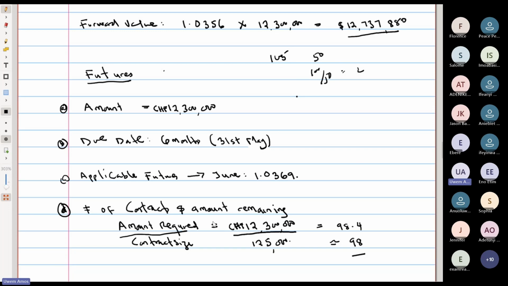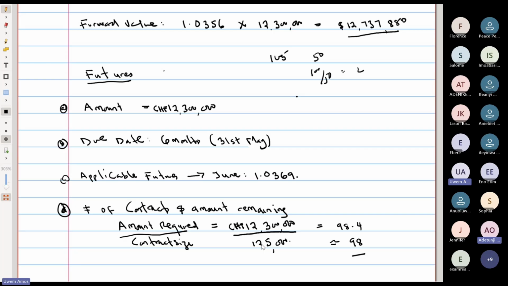We need 12.3 million and it's being sold in blocks of 125,000. So we divide the amount by the contract size. If there's any fraction, it tells us that it's not a whole number. So that fractional part is not up to 1. So we just look at what's the value of the ones we can buy from this market, and then what is the balance. Can we approximate?